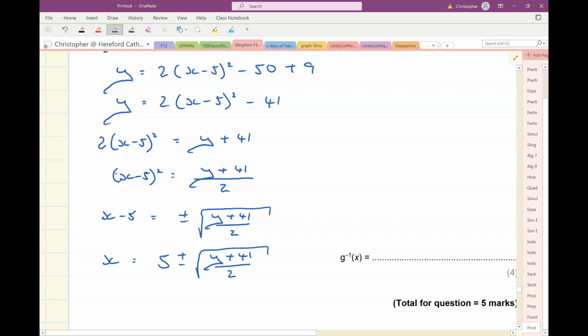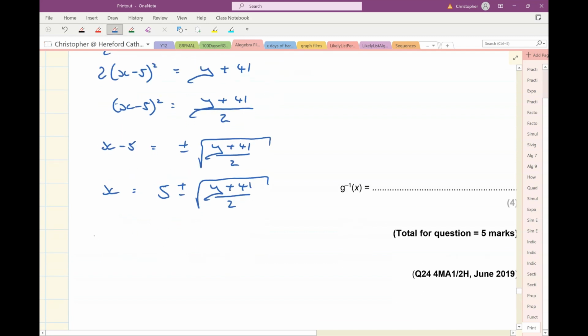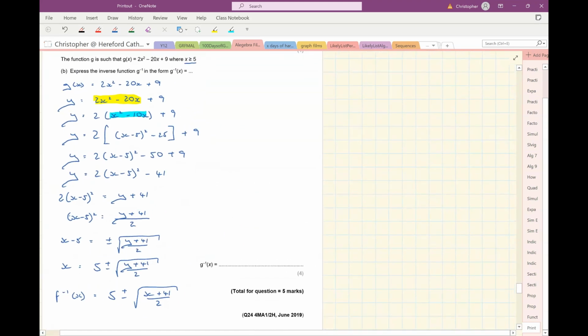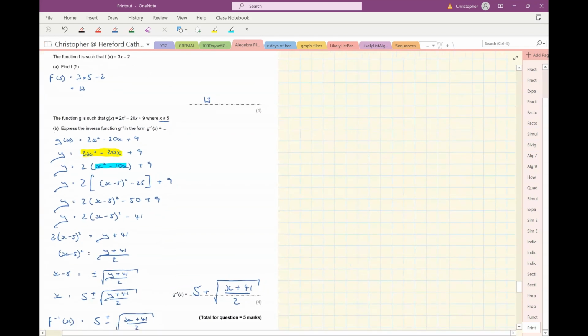Okay, now I'm thinking that my inverse function is going to be 5 plus or minus the square root of (x + 41)/2. But what was that restriction on the domain? x has to be greater than or equal to 5. So x can't be 5 subtract anything. So the only answer which is valid is 5 plus the square root of (x + 41)/2. And that is that question complete.